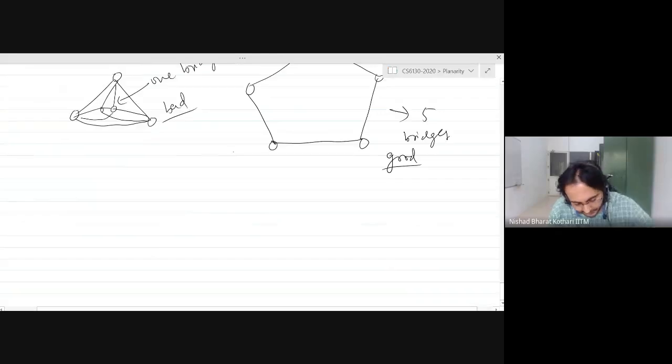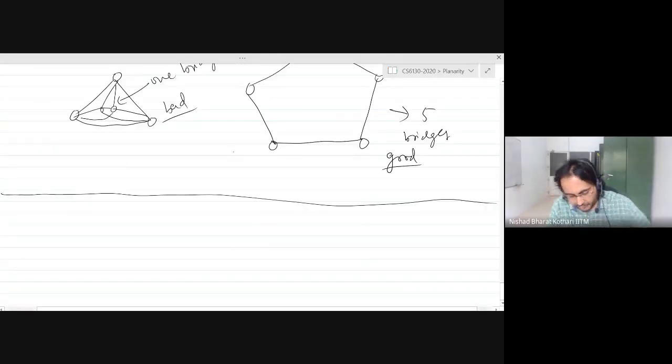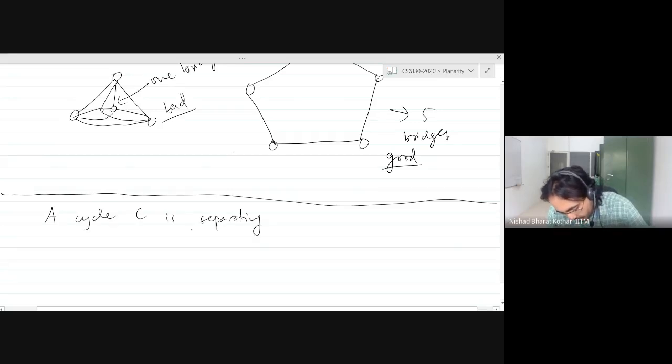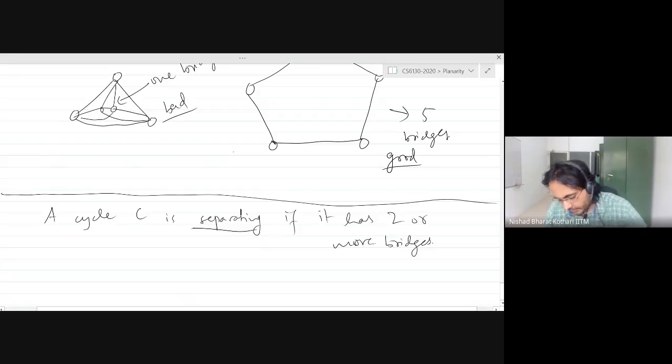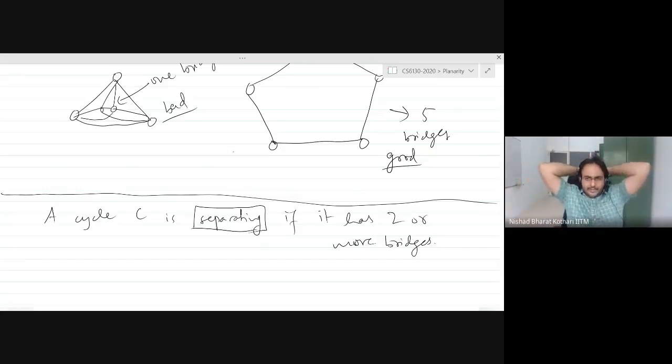And that brings us to a definition. Problem 2 of your assignment. A cycle C is separating if it has 2 or more bridges. Okay? Is everybody with us so far? Are there any questions why we are having this discussion about separating cycles?